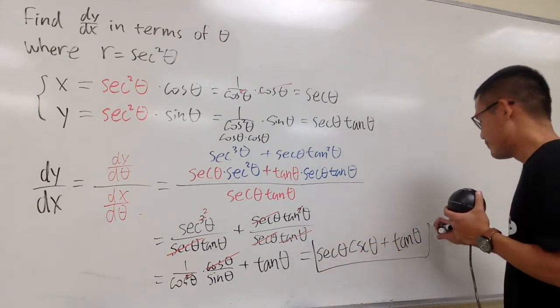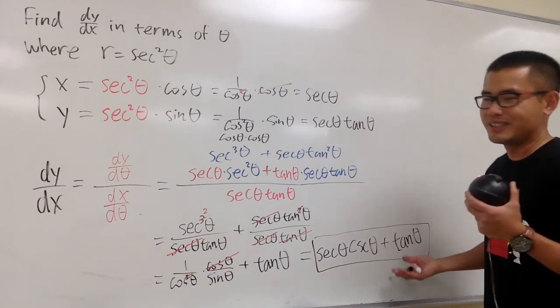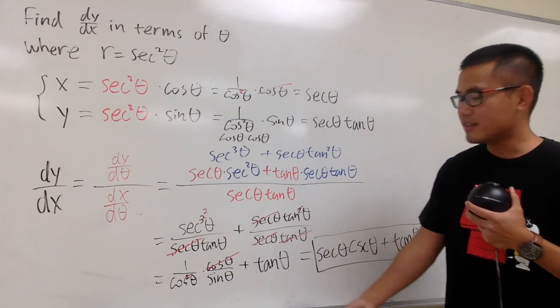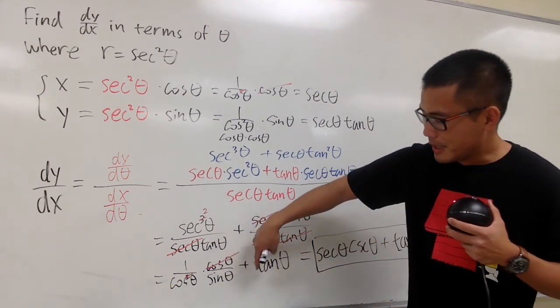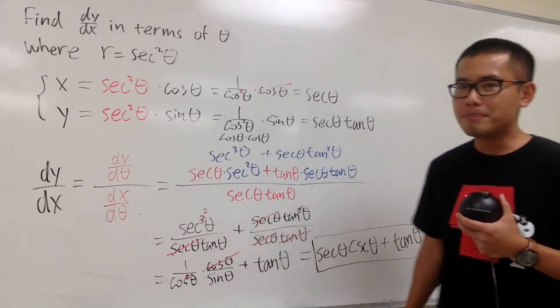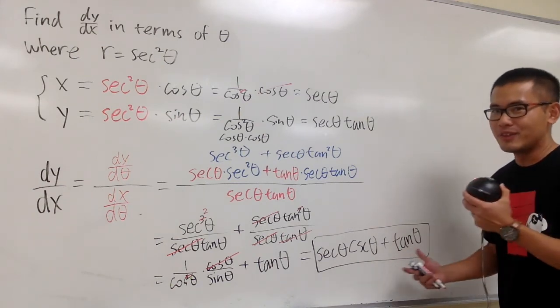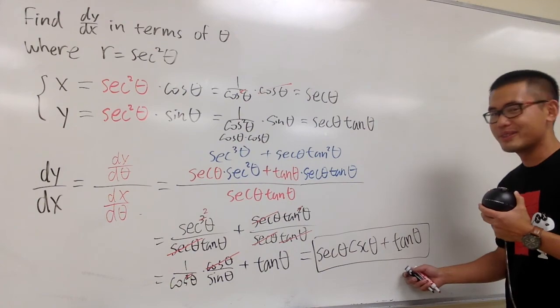And this is it. This could be on the test. If you would like, of course, you can write tangent as sine theta over cosine theta, and if you really want, you can get a common denominator and add it up. But anyway, this is the answer in one of the multiple choice answers. So that's it.